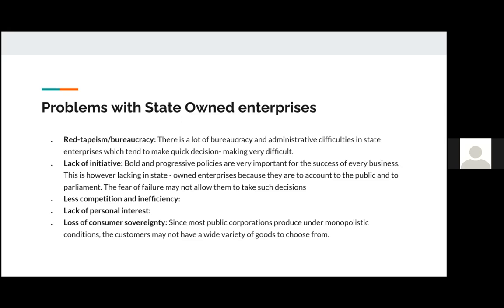Let's look at an easy example, say the energy sector. So electricity in Nigeria. I don't know what the state of it is now.